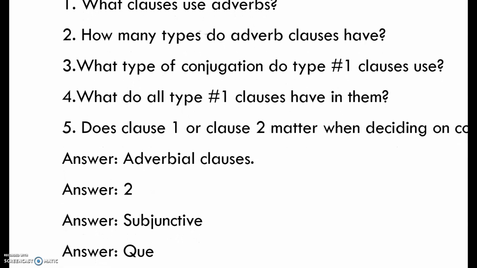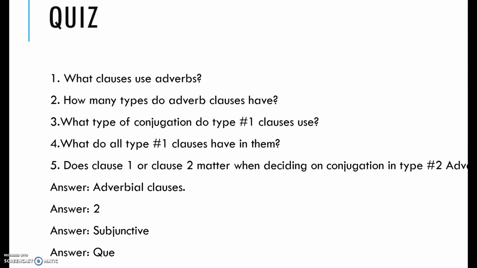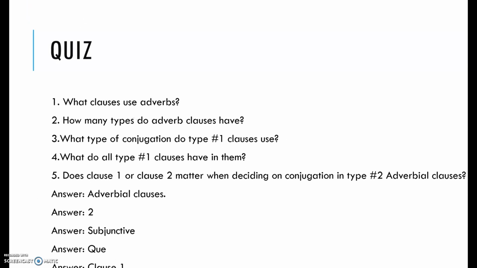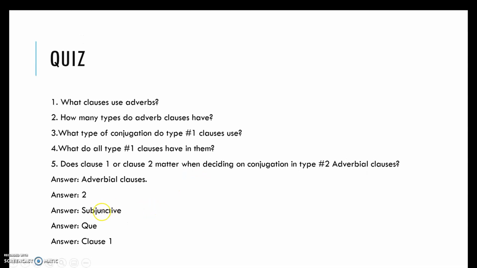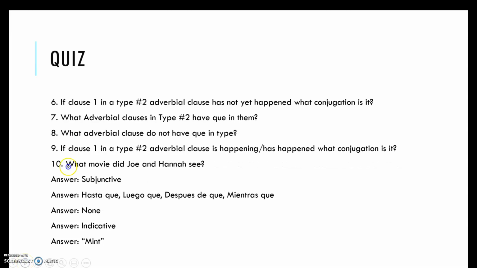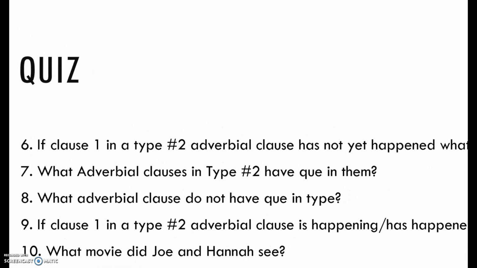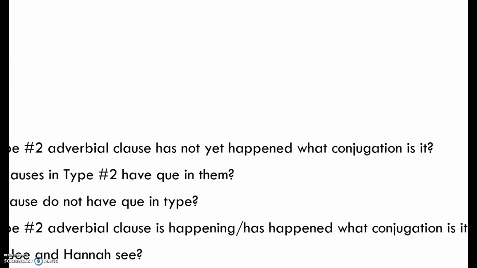Number 5, does clause 1 or clause 2 matter when deciding on conjugation in type number 2 adverbial clauses? Okay, and the answer is clause number 1. Now for the next 5 questions. Now for number 6, if clause number 1 in a type number 2 adverbial clause has not yet happened, what conjugation is it?